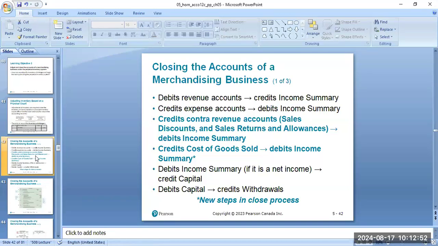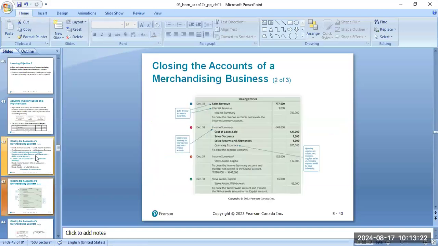And then we have to close cost of goods sold. The normal balance of cost of goods sold is debit, so we have to credit that one. If we credit cost of goods sold, we have to debit some account. Which account are we going to debit? The income summary account. Then we're going to check what happened in the income summary, and we're going to close the income summary account into the capital account. The last thing left, the normal closing entry, is to close the withdrawal account. An example will be here.